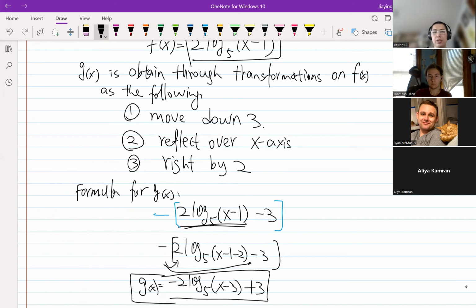Any questions on those? A related question could be, what is the asymptote? In this case, with logs, we're going to have a vertical asymptote. What is the domain? What is the range?